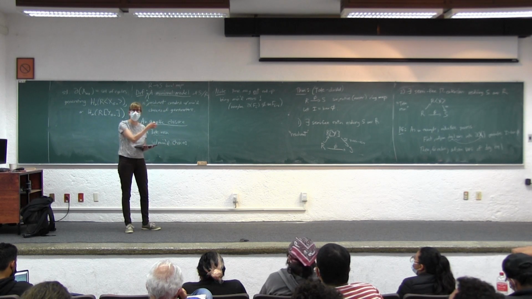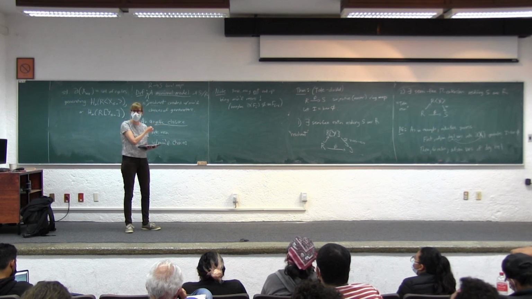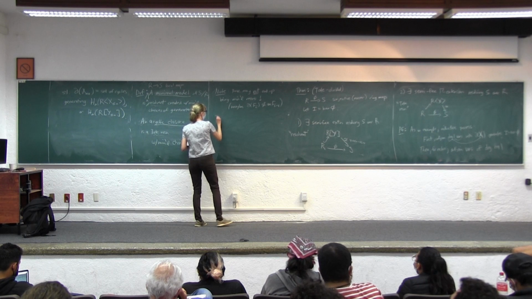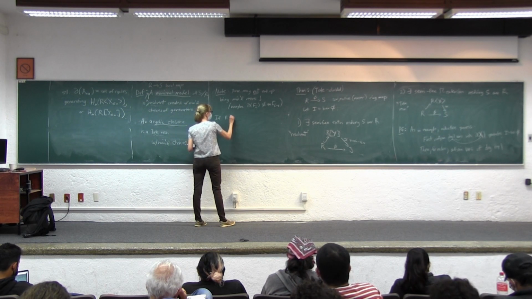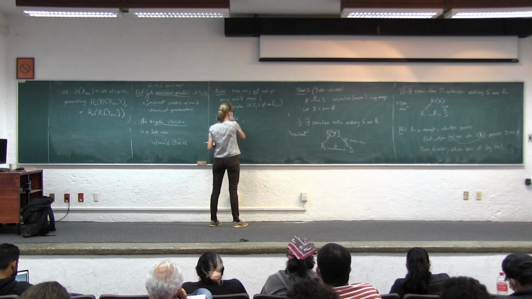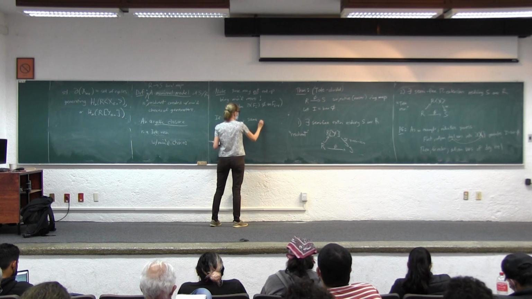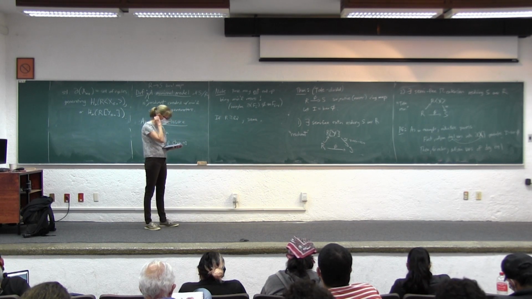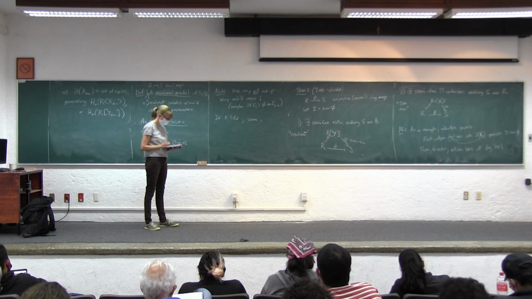Okay, so in characteristic 0, these are the same thing. Good? So if R contains the rational numbers, then these are the same, because adjoining divided powers is just adjoining the polynomial ring.